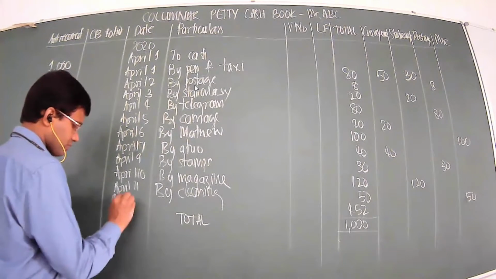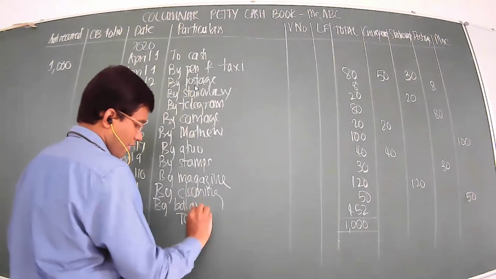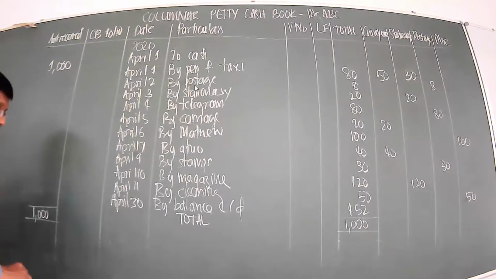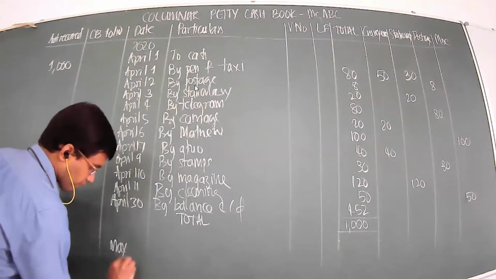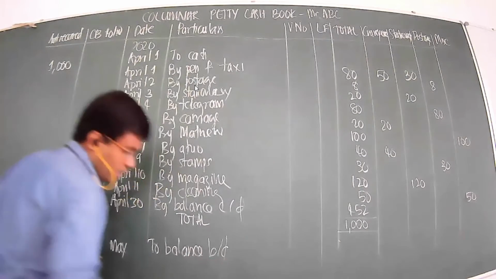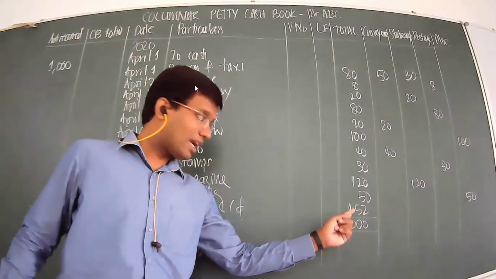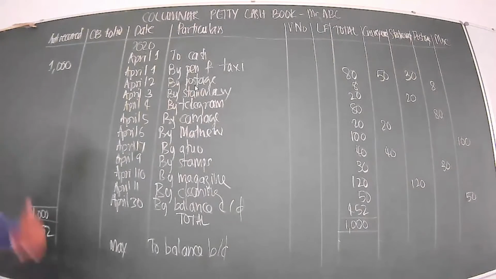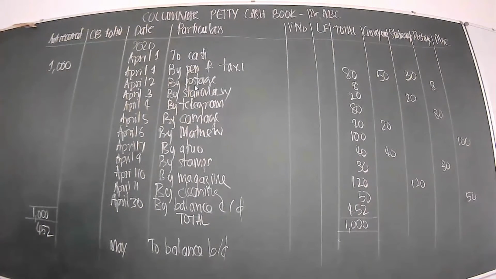So April 30th, by balance carried down. By balance carried down, it is 452. Then May 1st, to balance brought down. So what are you doing? You're bringing down the previous month's cash balance. You had a balance of 452. So you're bringing that balance down, 452.